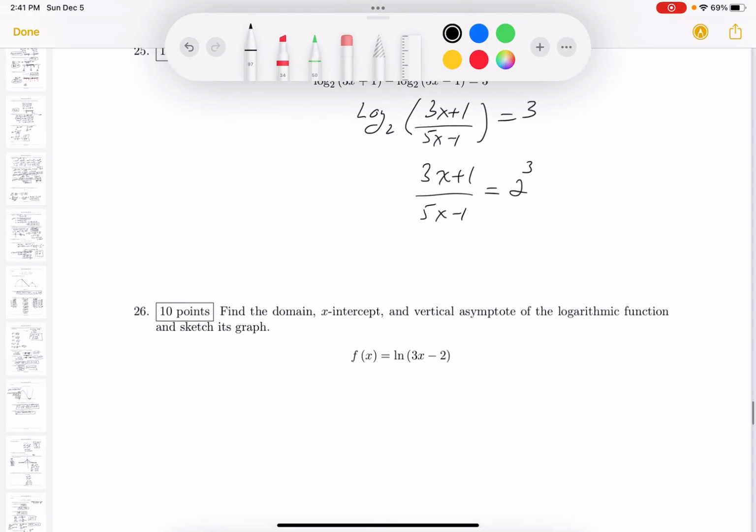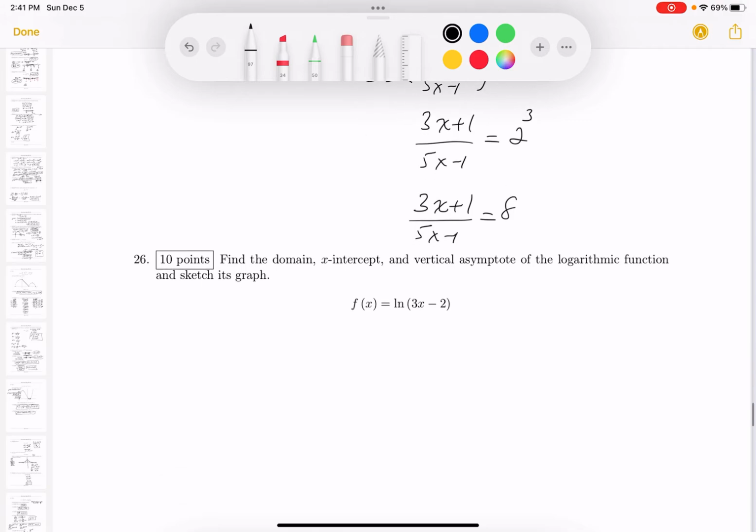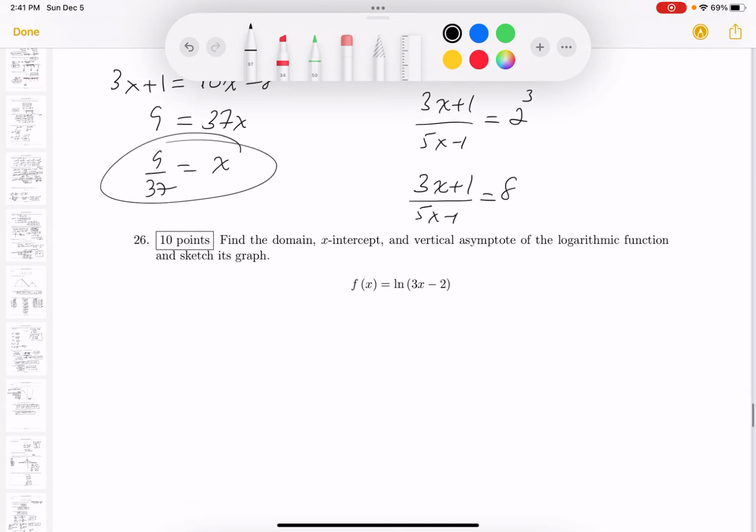It's a really simple rational equation. 3x plus 1 over 5x minus 1. 2 cubed is 8. I'm going to multiply both sides by 5x minus 1. And what do you get? 3x plus 1 equals 40x minus 8. I can subtract 3x from both sides and add 8 to both sides. And now I'm going to divide through by 37. All right, I'm done with that.